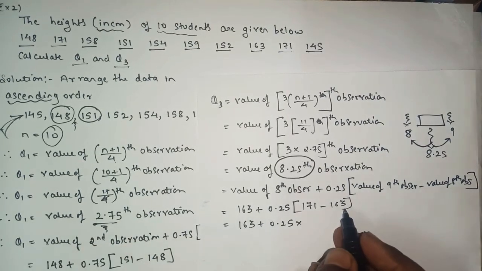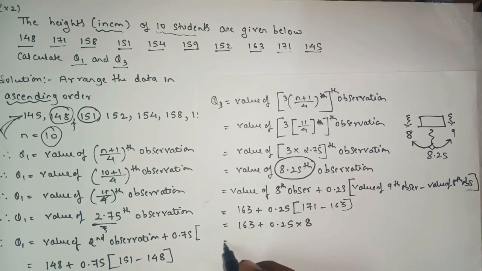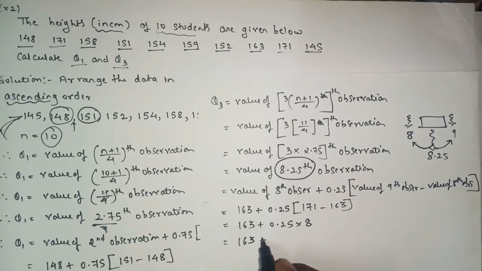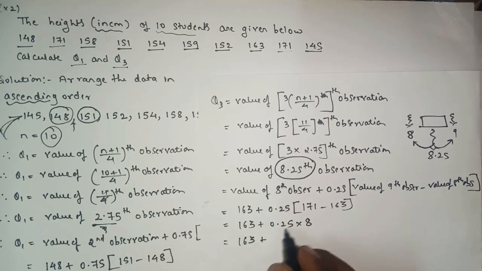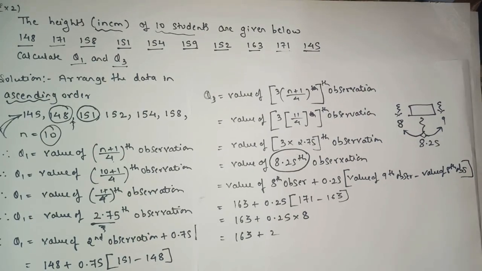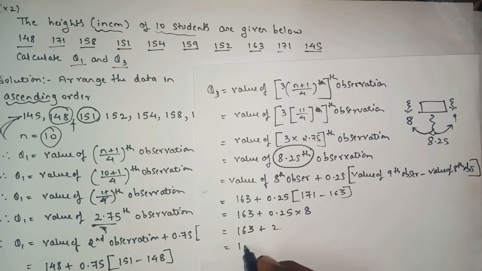So here 163 plus 0.25. When you subtract this, 171 minus 163 will be 8. Yes or no? So 163 plus 0.25 into 8. 0.25 times 8 is 2. So the answer will be 2. Yes or no? So 163 plus 2 is 165.